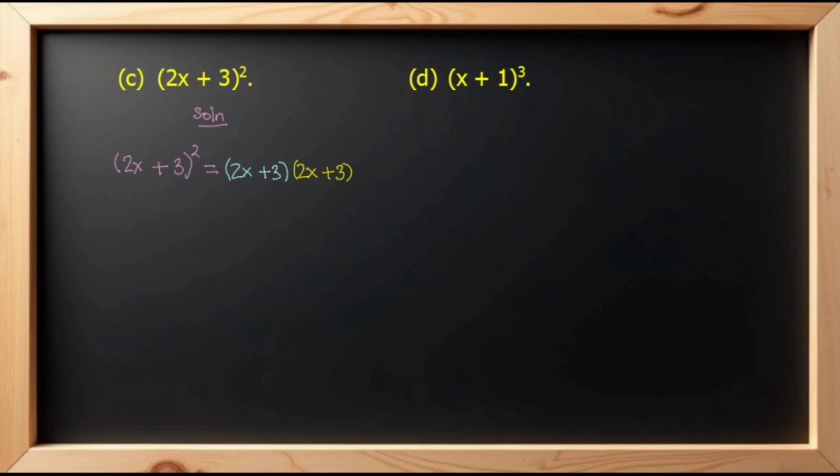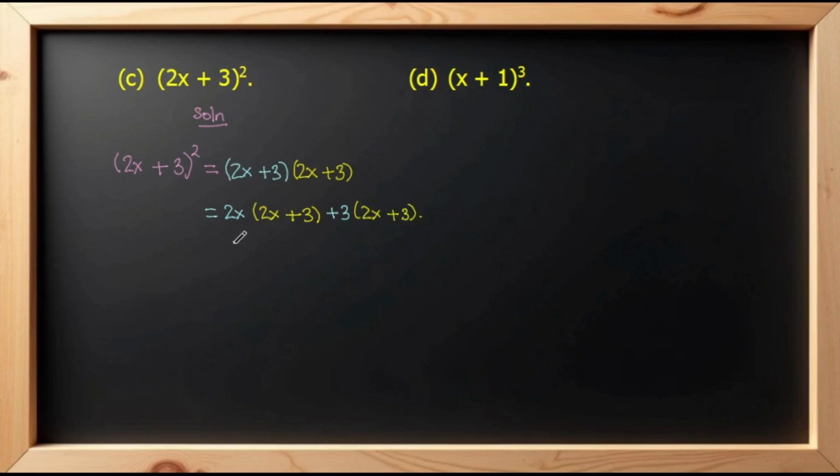So let's continue and distribute this first bracket into the second bracket. So we have 2x as the coefficient multiplying the second bracket, and that is 2x plus 3. Then we go to the second number in the first bracket, and that is positive 3, and it's multiplying the second bracket with 2x plus 3. Then we can go ahead and make our expansion.